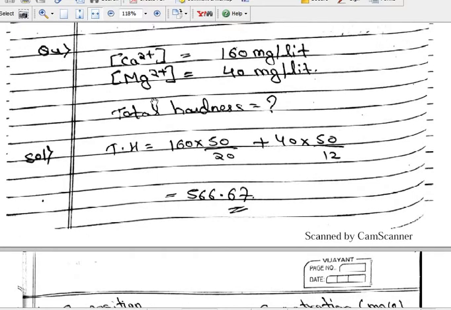Here, in one water solution, the calcium ion concentration is given as 160 mg per liter and the magnesium ion concentration is given as 40 mg per liter. You have to determine the total hardness. Again the same thing: calcium ion concentration into 50 by 20 plus magnesium ion concentration into 50 by 12. A very simple thing: 566.67 mg per liter of total hardness as CaCO3. When you calculate this, please write the unit also. Here I have not written it. You have to mention that 566.67 mg per liter of total hardness as CaCO3. So that you need to mention.